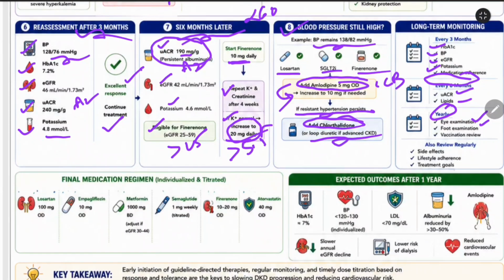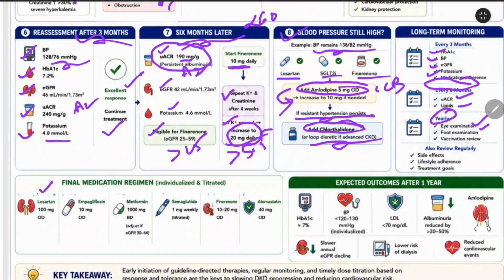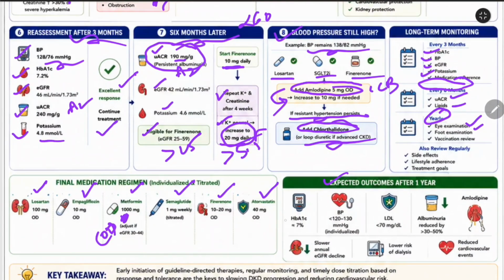So the final medication regimen in this patient is losartan 100 mg OD, empagliflozin 10 mg OD, metformin 1 gram, not BD, it is actually OD, semaglutide 1 mg weekly, finerenone 20 mg OD, and atorvastatin 40 mg OD. Expected outcomes after 1 year: HbA1c should be 7% at least, BP should be less than 120, LDL should be less than 70, and albuminuria should be reduced by 30 to 50%.